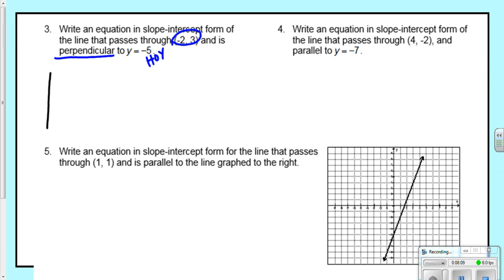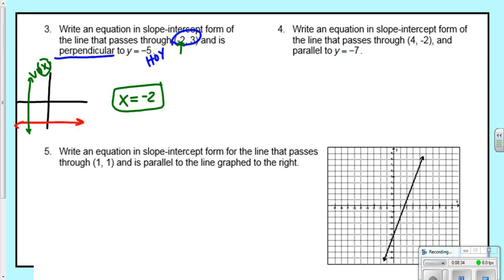So that means if it's horizontal, let's sketch this out. Draw a graph really fast. If I have a horizontal line going through -5, that's going to look something like this. A line that's perpendicular is going to be an x equals line, right? So if it goes through the point (-2, 3), the x is -2, and I'm done. Pretty straightforward. If that was a little too fast, feel free to rewind and watch again. I'm going to do it again on number 4.